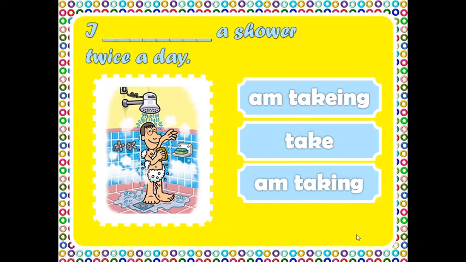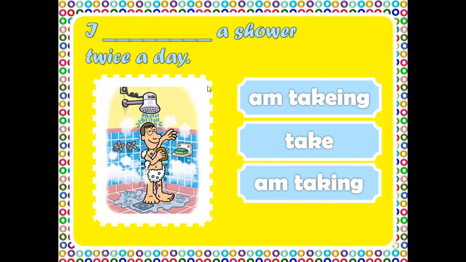So this sentence: I (blank) a shower twice a day. Twice a day. What does it mean? In Spanish, dos veces al día. So what does it mean for us? It means that it's a routine, right? So if we're talking about routine, present progressive or present simple? Twice a day, routine.